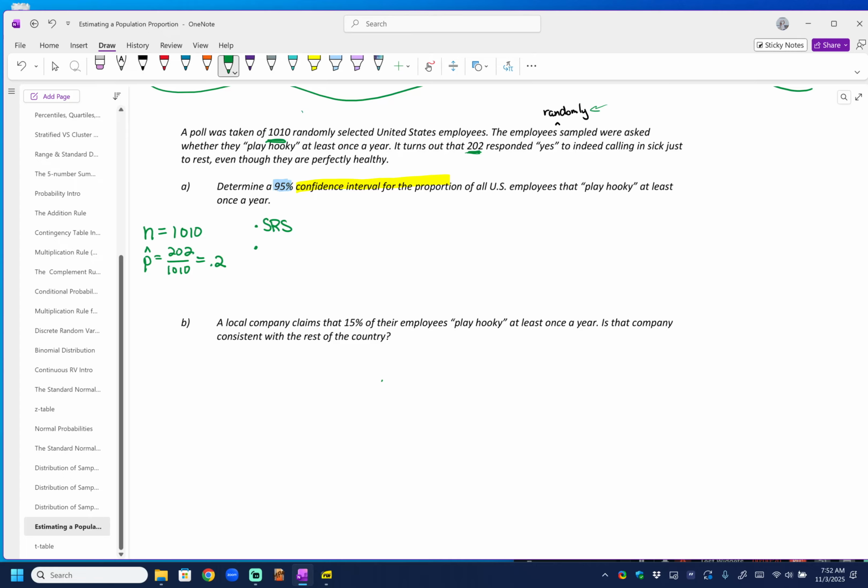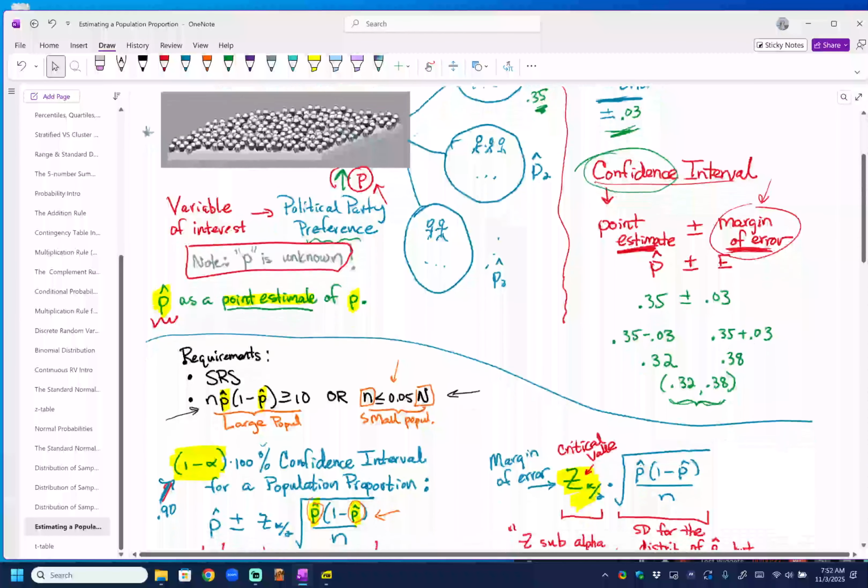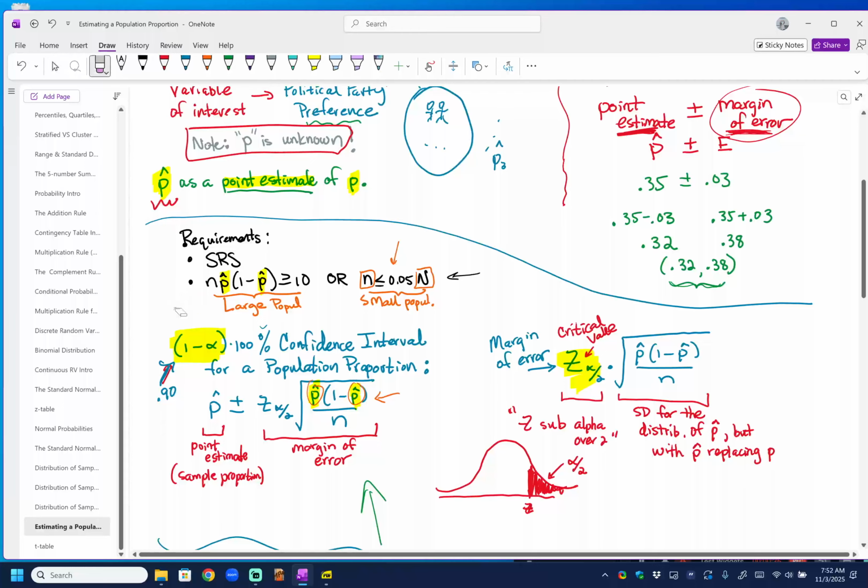But our second requirement is either one of those two normality steps. If you recall, they were right here. So if it's a large population versus a small population, we're actually dealing with all U.S. employees. That is an incredibly large population, which means we don't have to worry about the right part. So we just have to be able to do this np hat.